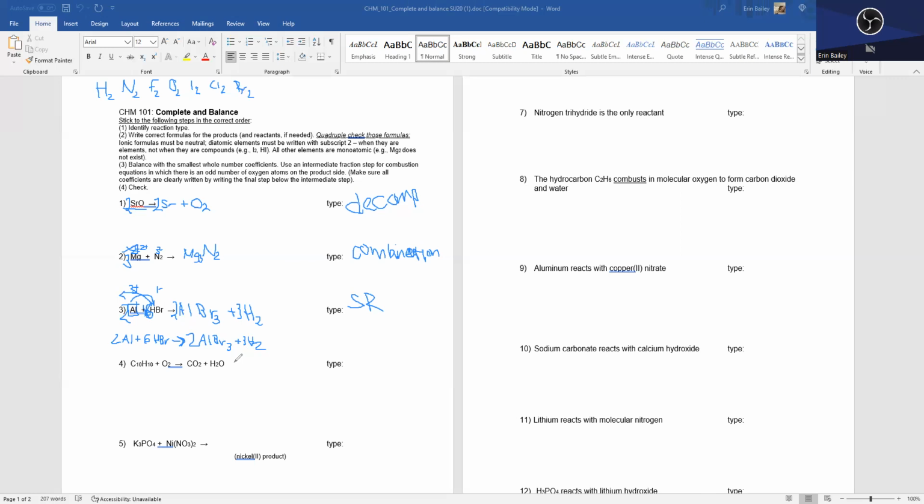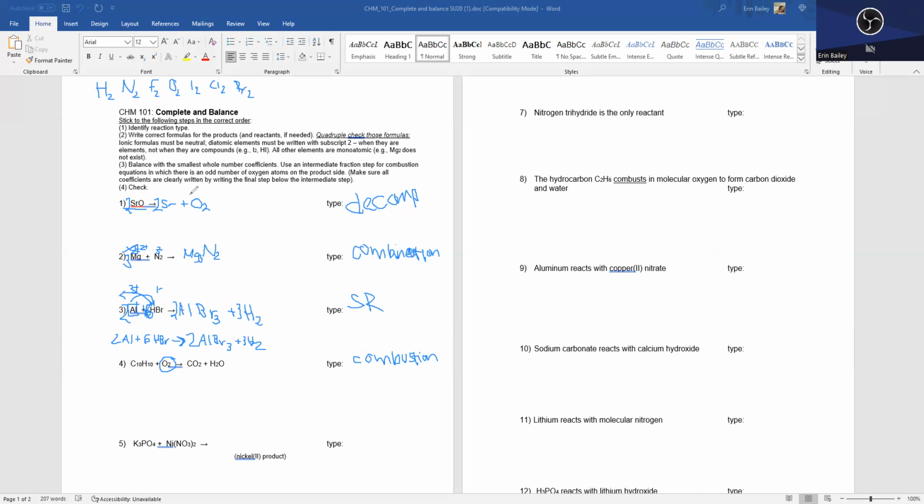All right. Now this one, we're going to move down to 4. This one, I see O2 in the reactants. I think to myself, it looks like it could be a double replacement, but I see O2 in the reactants. That's going to be combustion, sorry. Combustion. Alrighty. And she was nice. She wrote the products here.